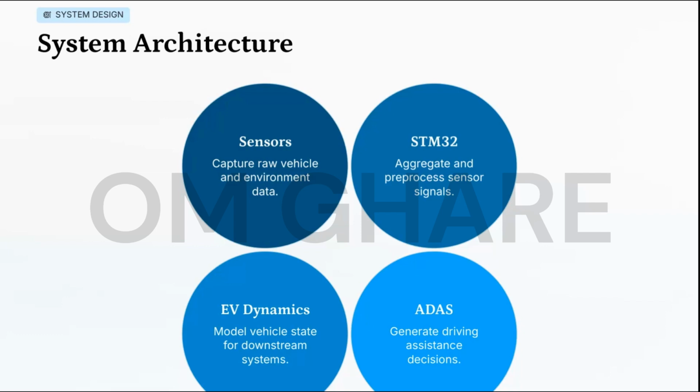Now this slide gives an overview of the complete architecture of the system. The process begins with the sensor layer, where various inputs such as throttle position, battery level, motor parameters, and obstacle distances are collected. These inputs are sent to the STM32 Blue Pill, which acts as the central processing unit of the project. It receives all the sensor data, performs pre-processing, and manages the execution of different software modules.